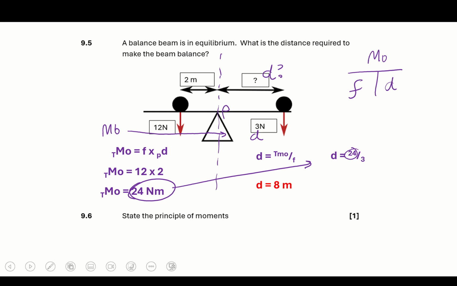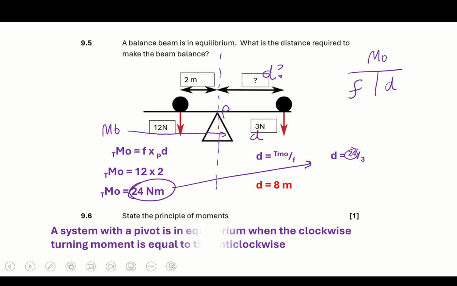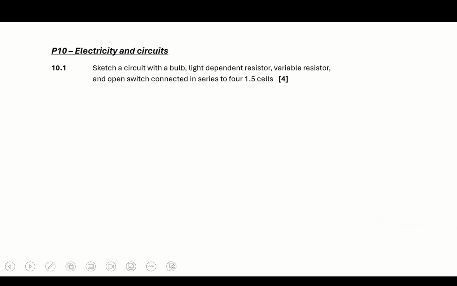And the last one, state the principle of moments. A system with a pivot is in equilibrium when the clockwise moment is equal to the anti-clockwise moment. And you can see I've just put a bunch of extra words in it from when we revised it. So a system with a pivot is in equilibrium when the clockwise is equal to the anti-clockwise. Please make sure you include the word moment. All right. And then is that the end of that bit? It certainly is. That's that bit done.